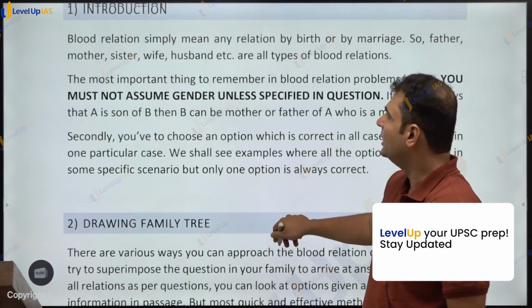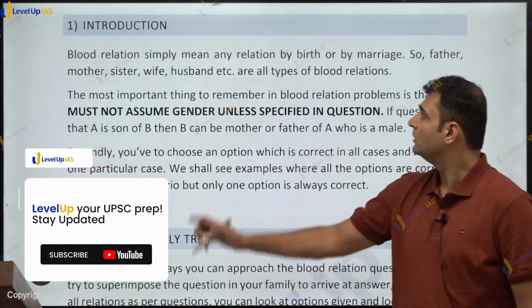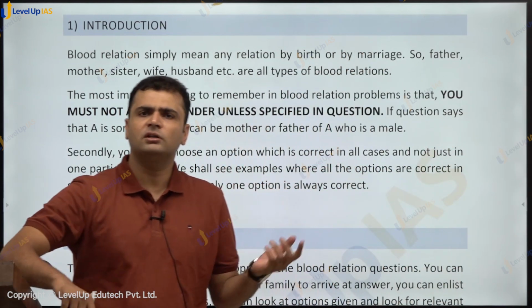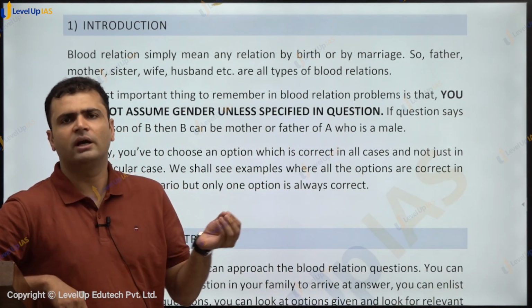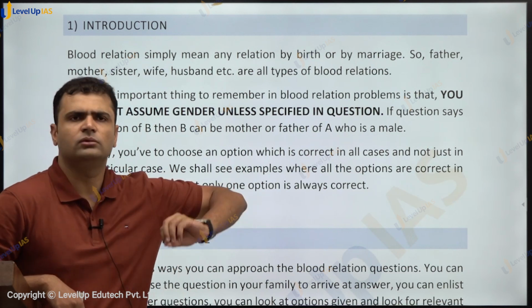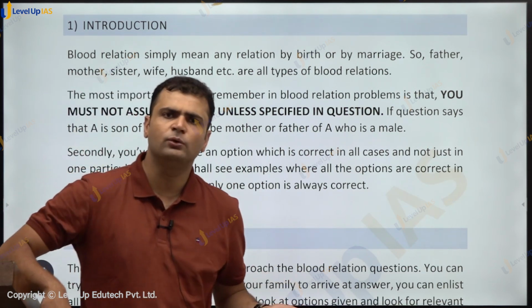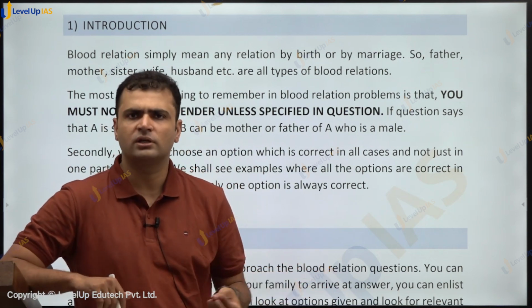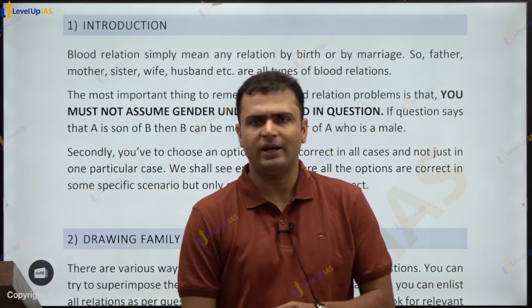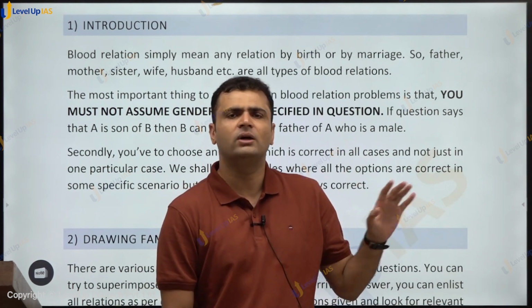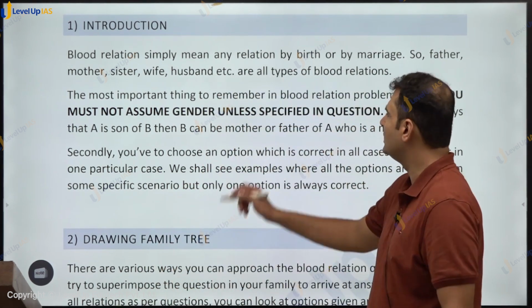See, blood relation simply means any relation by birth or by marriage. By birth meaning father, mother, grandfather, grandmother, child, children, and son, daughter, or niece, nephew, or you can also have grandson, granddaughter, etc. And by marriage you can have wife, sister-in-law, brother-in-law, mother-in-law, father-in-law, etc. So these are the blood relations.